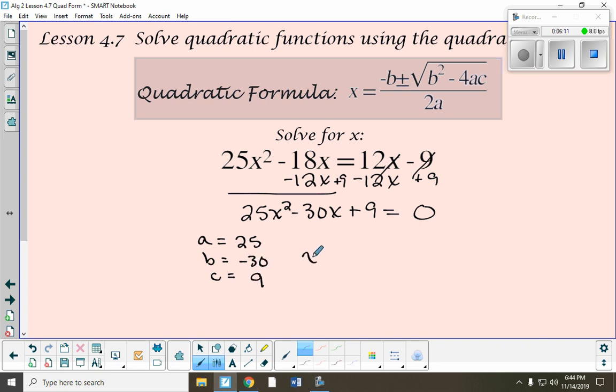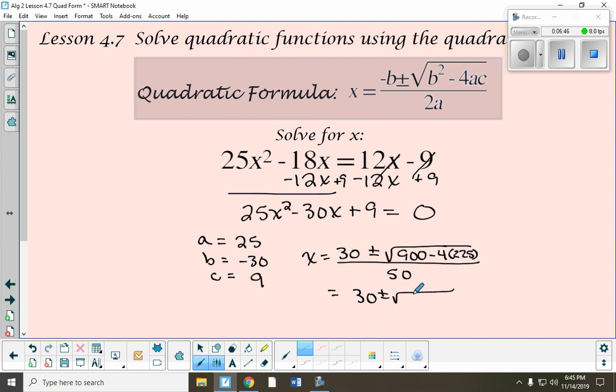So x equals negative b, so minus a minus 30 is a plus 30, plus or minus the square root of b squared. Negative 30 times negative 30 is 900, minus 4, and then AC, 25 times 9 is 225. And that would be over 2a. 2 times 25 is 50. So that would be 30.